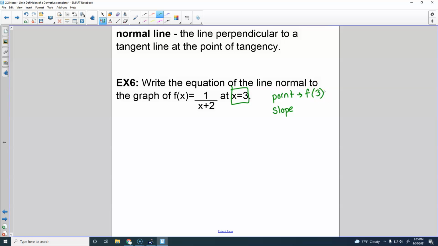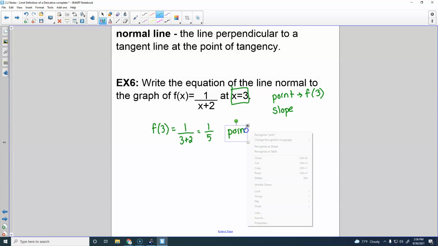So to find that point, I'm just doing f of 3, which is 1 over 3 plus 2, so I get 1/5. So if f of 3 equals 1/5, that tells me the point that I'm looking at, my point of tangency, is (3, 1/5).